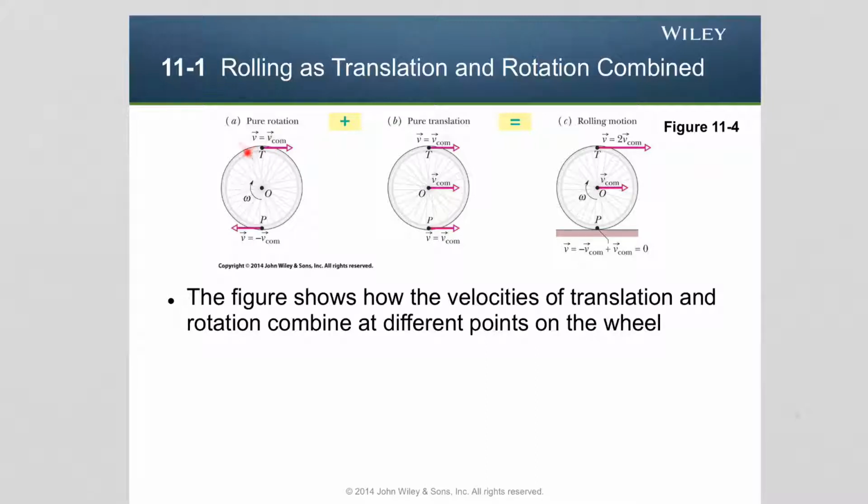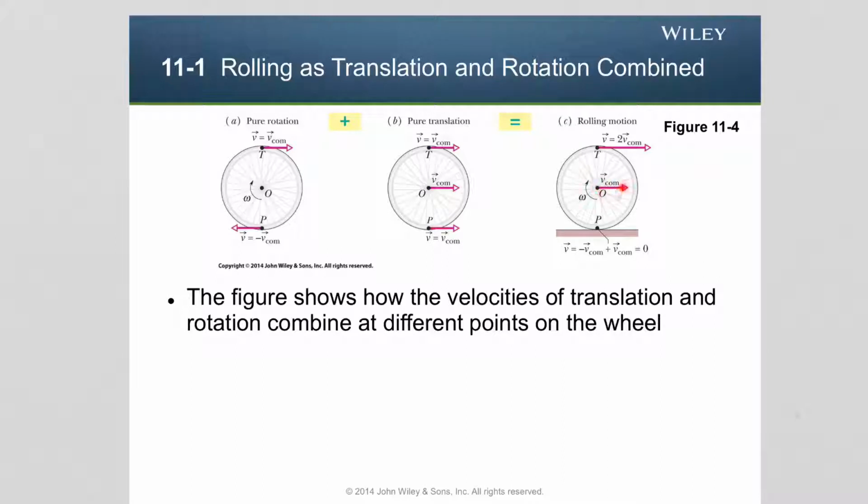So for the pure rotational part of the motion, right here, the top point T on the wheel has velocity vcom to the right. The bottom point P has velocity minus vcom to the left. So when we put those two motions together, we get rolling motion. And adding the velocities as vectors for the top point T, we get that the velocity of a point T at that point is equal to twice vcom.